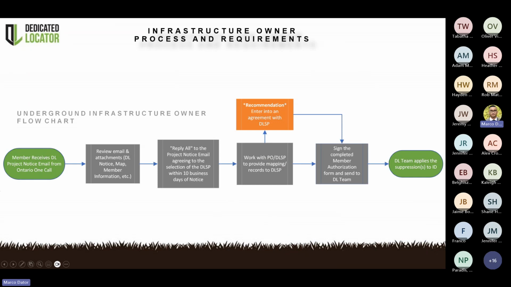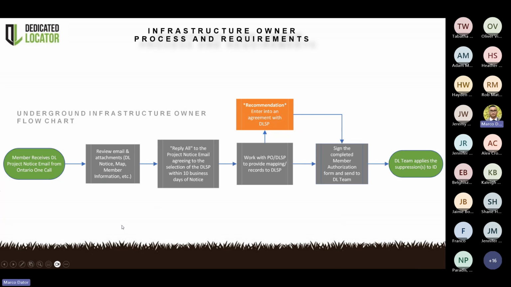First things first, as a member, I wanted to give a quick overview of the workflow, basically what you're responsible for during the process. It starts with the initial submission that we receive at Ontario One Call for a dedicated locator project. When we pluck out the affected members within the project scope, we send out the member notification form to all affected members within the project area.